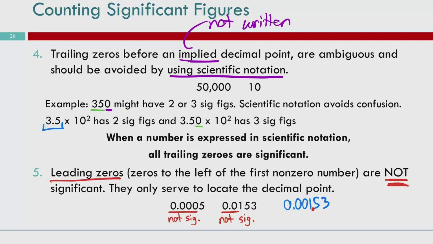Our decimal part would be 1.53, not 0.001.53, right? That looks silly, looks weird. That's how you know that those leading zeros are not significant. You wouldn't write them there if you put them in scientific notation. And then times 10, we bumped our decimal place over 3 spots. It's a small number, so -3. 1.53 times 10 to the minus 3, if we put it in scientific notation.